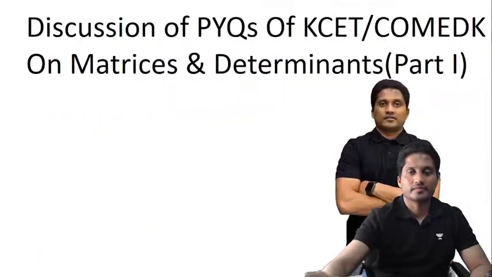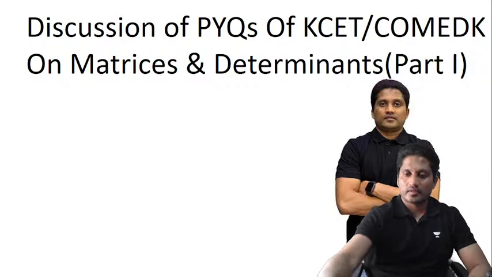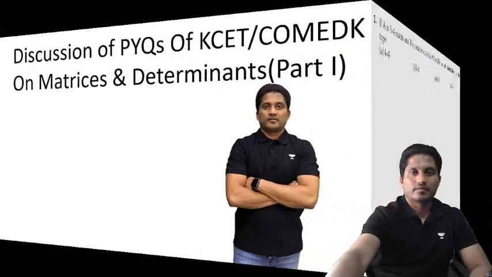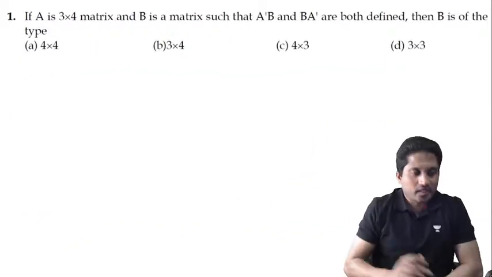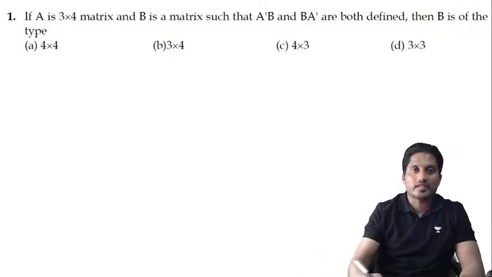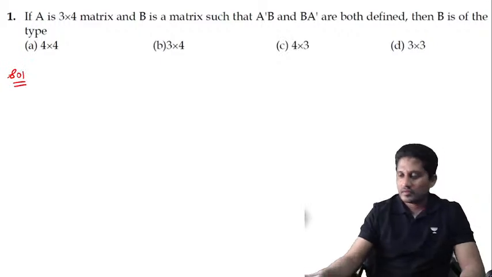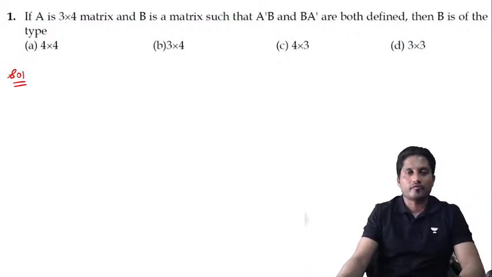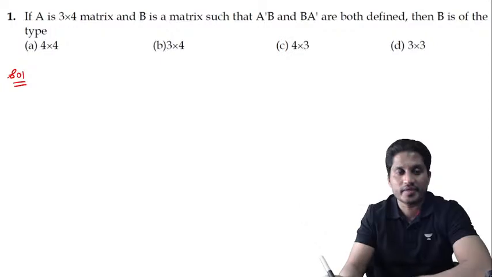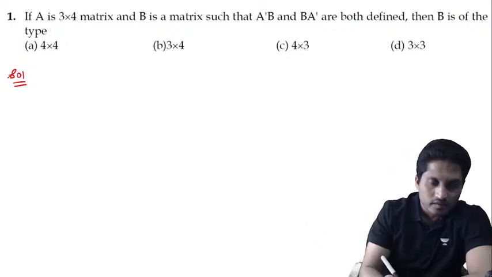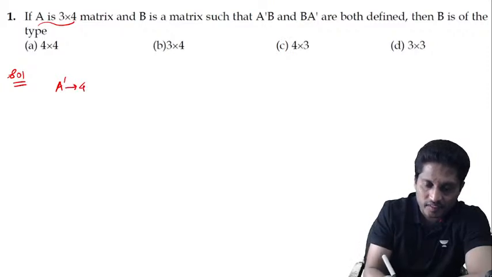Question number 1. If A is a matrix of order 3 by 4 and B is a matrix such that A dash B and B A dash are both defined. If A is a matrix of order 3 by 4, A dash is a matrix of order 4 by 3, right?